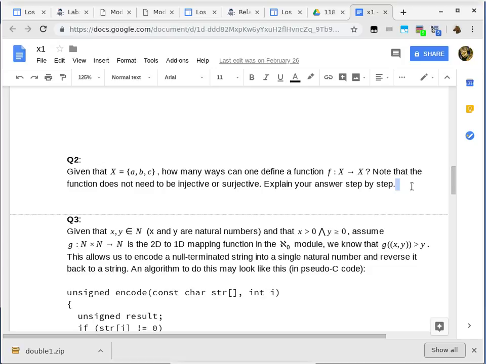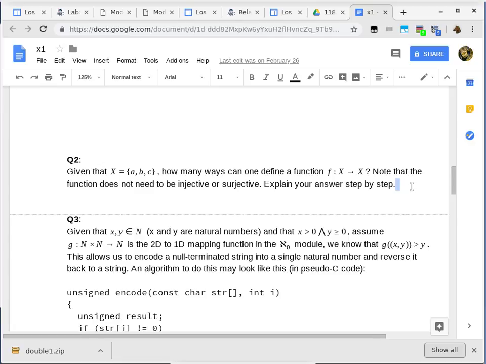Wait, when A maps to A, it doesn't have any limitation of what B can map to. And when B maps to A again, it has no implication of what C can map to. So they're completely independent. So that means the answer is 3 times 3 times 3, or 3 to the power of 3. Is that okay? So your explanation has to capture what I said, in words.